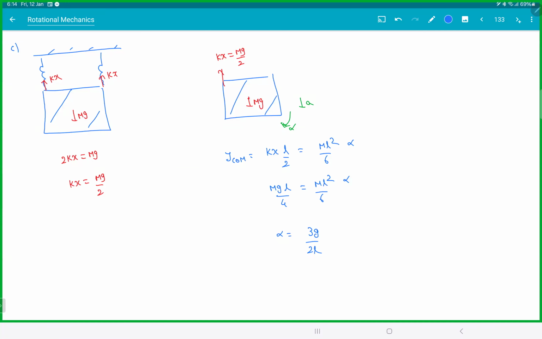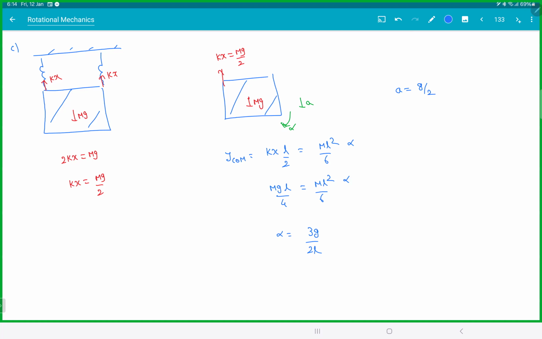What about acceleration? There is no horizontal force, so A will be g by 2. There is no horizontal force. So at this instant, the square plate is coming down and rotating. Next moment, it can get messed up. That's a different story. At this instant, this is the story. Next instant, I don't know what to do.